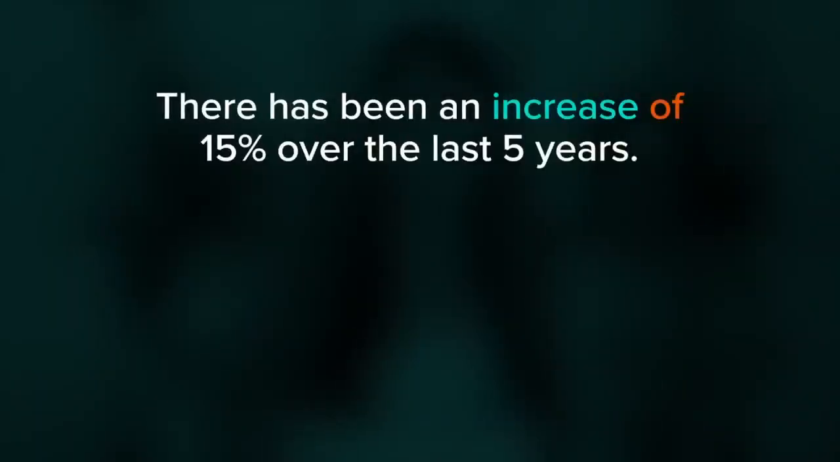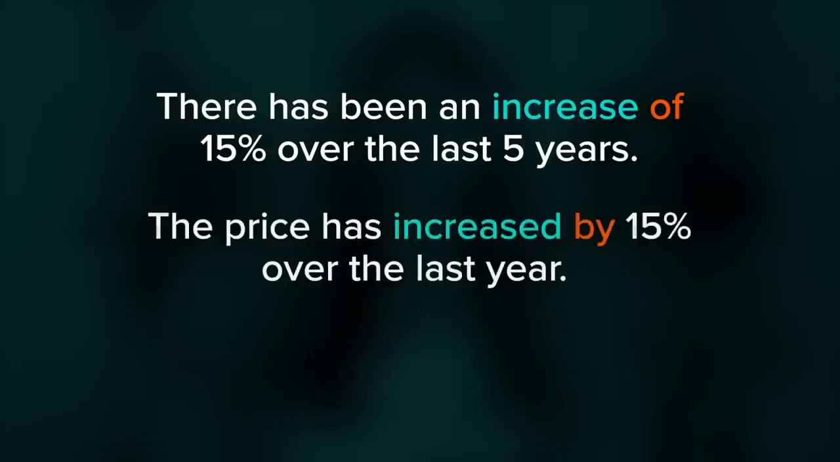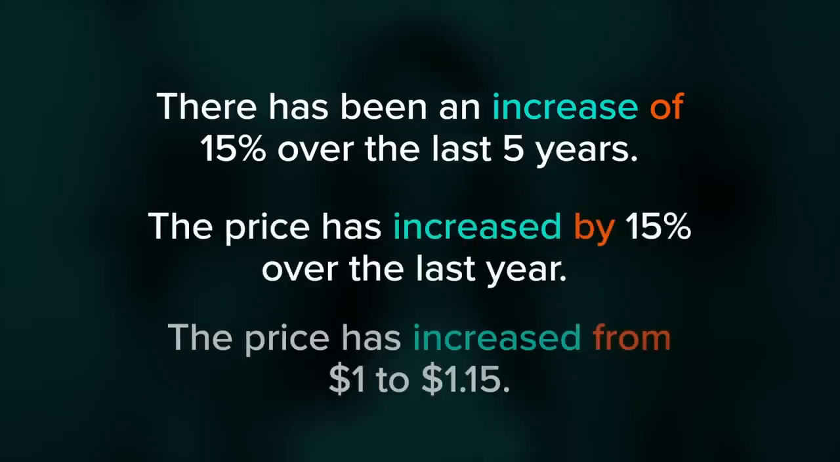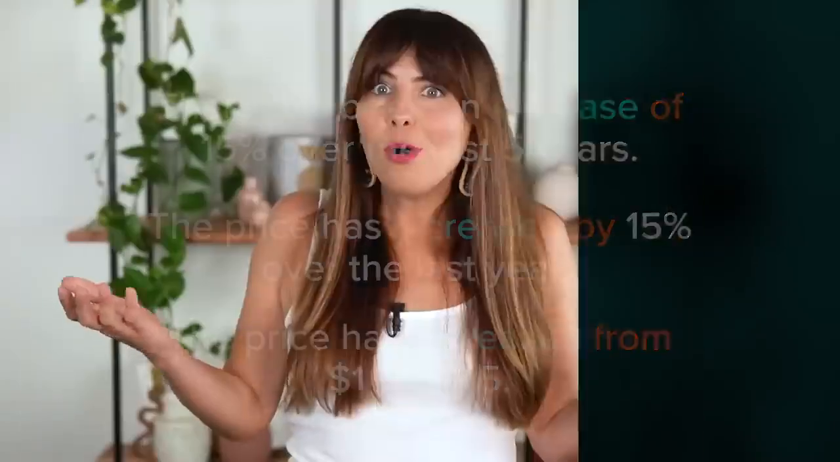There has been an increase of 15% over the last 5 years. The price has increased by 15% over the last year. The price has increased from $1 to $1.15. These 3 sentences all convey the same information. They're all saying pretty much the same thing. So how do you know when to use of, by, or from? There's a little trick to this that I want to share.